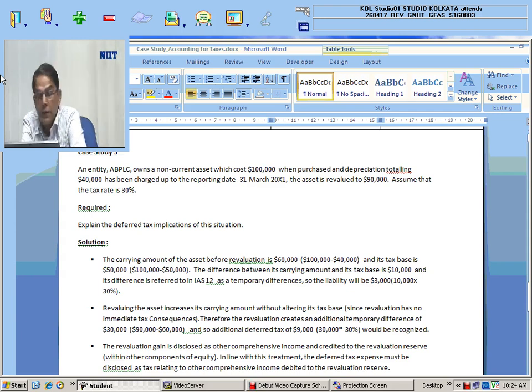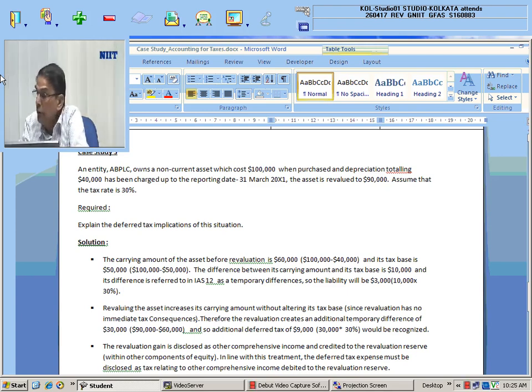The revaluation gain gets disclosed. Revaluation gain of 30,000 will be disclosed as other comprehensive income and credited to the revaluation reserve account within other components of equity. In line with this treatment, the deferred tax expenses must be disclosed as tax relating to other comprehensive income debited to the revaluation reserve. So the additional deferred tax liability of 9,000 has to be disclosed as tax relating to other comprehensive income. It will be debited to the revaluation reserve. So revaluation reserve will be reduced by this 9,000.